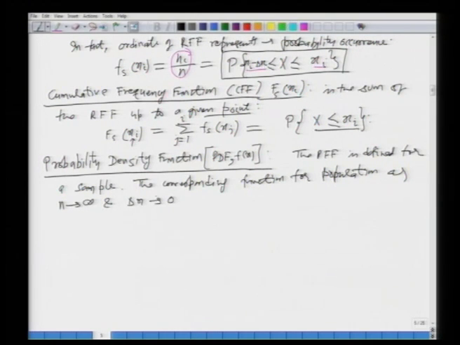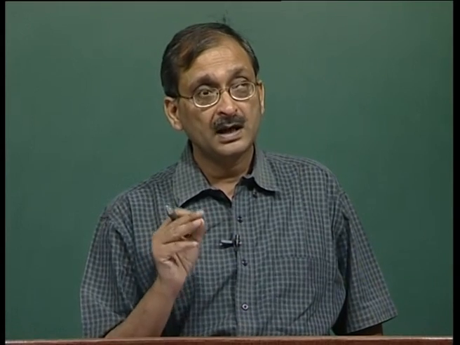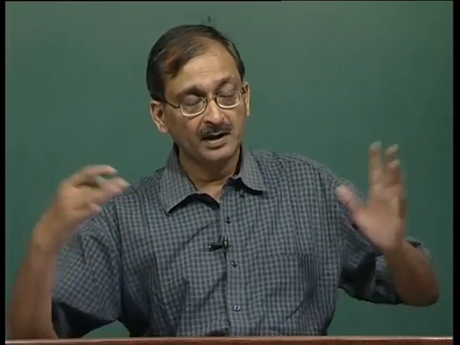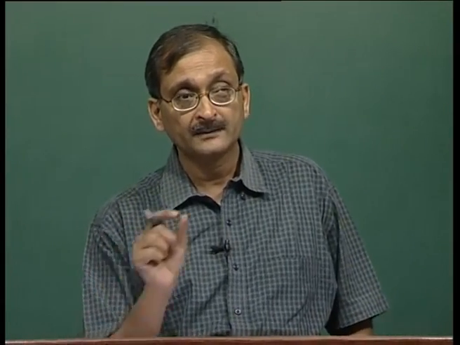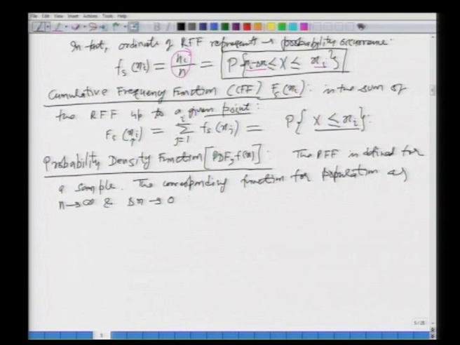Okay. So, we are putting two conditions. What are those two conditions? First one is that the sample size becomes infinity, or you have a very large sample. Also the delta x tends to 0. So, that you are talking about going from discrete to continuous. So, delta x is extremely small. Under those conditions, that RFF is defined as the PDF.